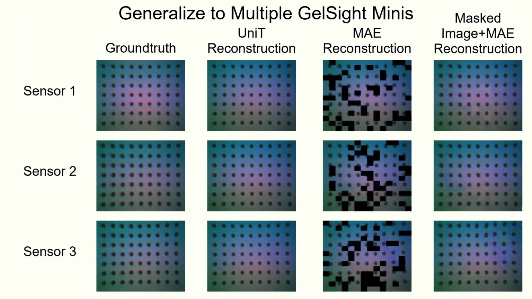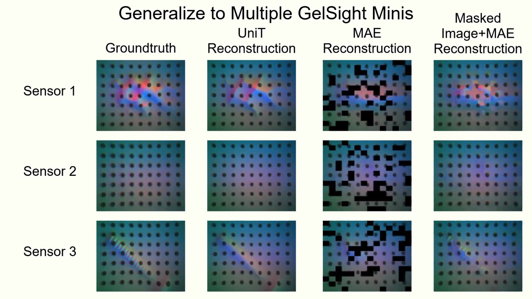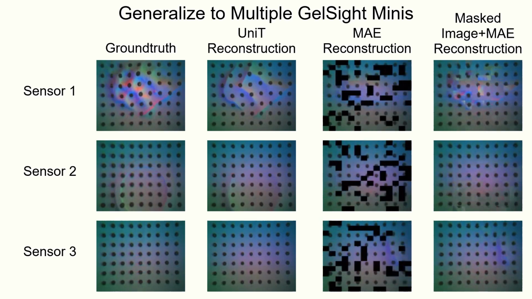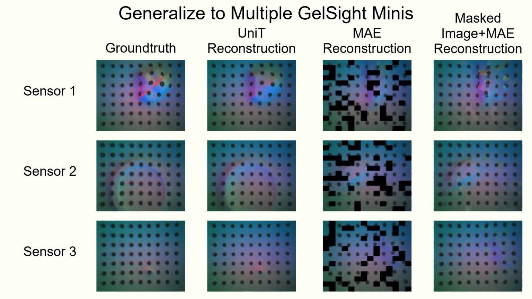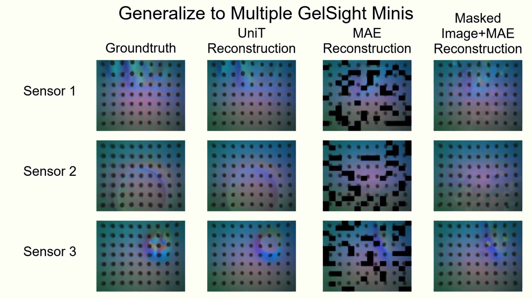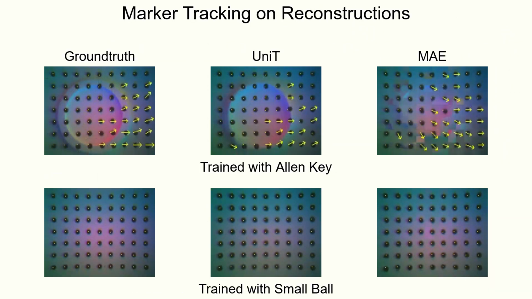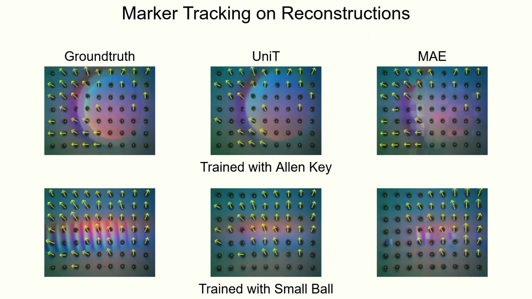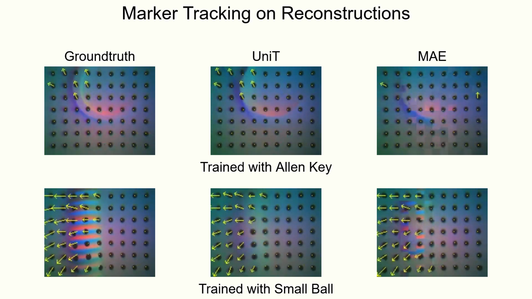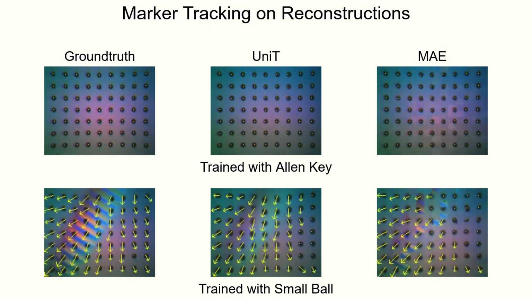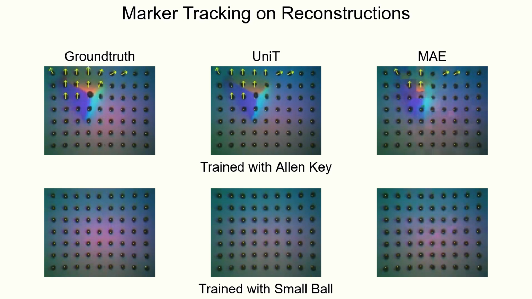We also show that UniT can effectively generalize across different sensors, even though the training data originated from a single sensor. Finally, we show marker tracking results, demonstrating that both UniT and MAE are capable of capturing dynamic marker motion information. This capability is crucial for applying these tactile representations to robot manipulation tasks with rich force interactions.